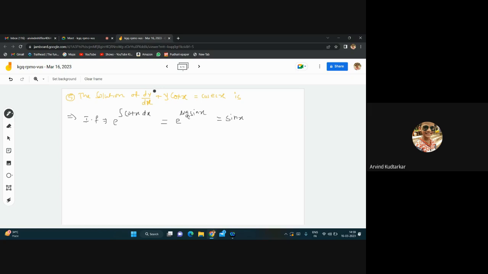And now to write the solution for such a kind of differential equation, the solution will be: dependent variable, it is y into integrating factor, that is equal to integration of integrating factor into q. And what is that q? Q is cosec x into dx plus c. Cosec means what? 1 by sine. So sine into cosec means get 1 only. So that is what? dx plus c. And integration of dx क्या मिलेगा आप लोगों को? x plus c. So y times sine x, that is equal to x plus c.